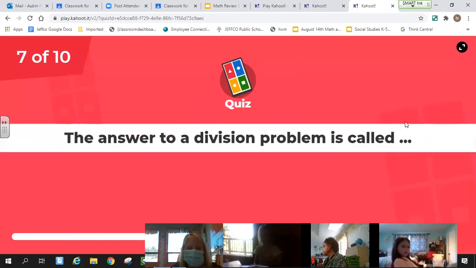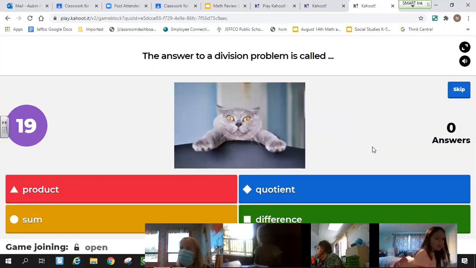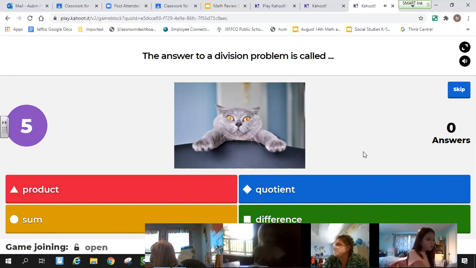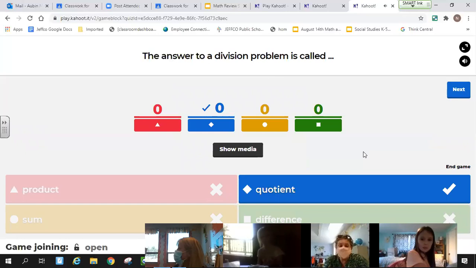Number 7. The answer to a division problem is called the product, the quotient, the sum, or the difference. Write the first letter down of your answer. Flip it around. That's a 9. Oh, it was supposed to be a Q. If you got quotient, yay! You were right. Nicely done.